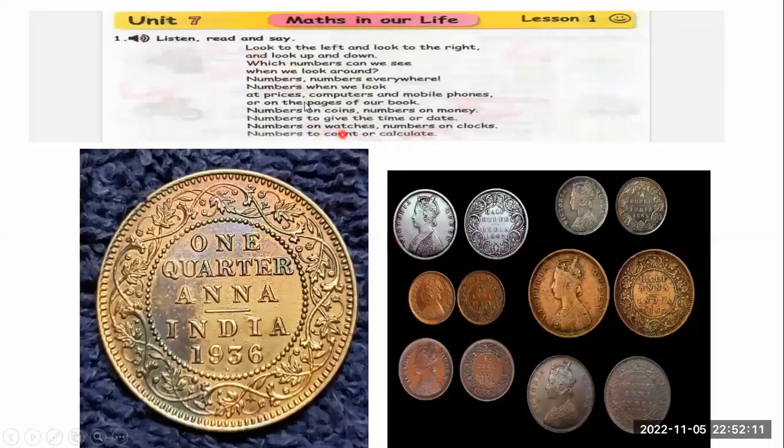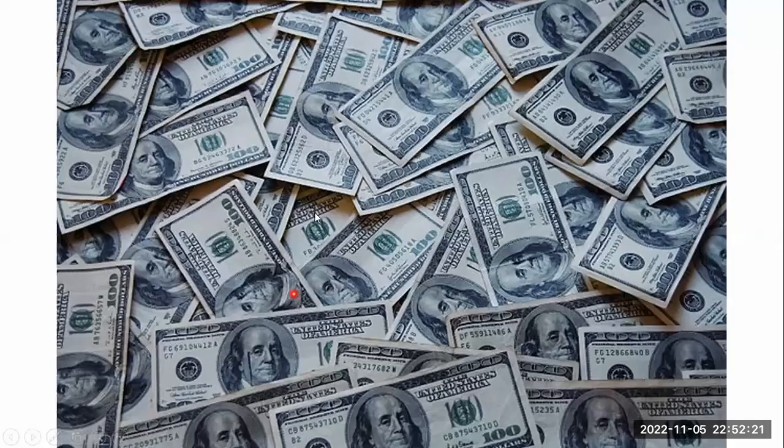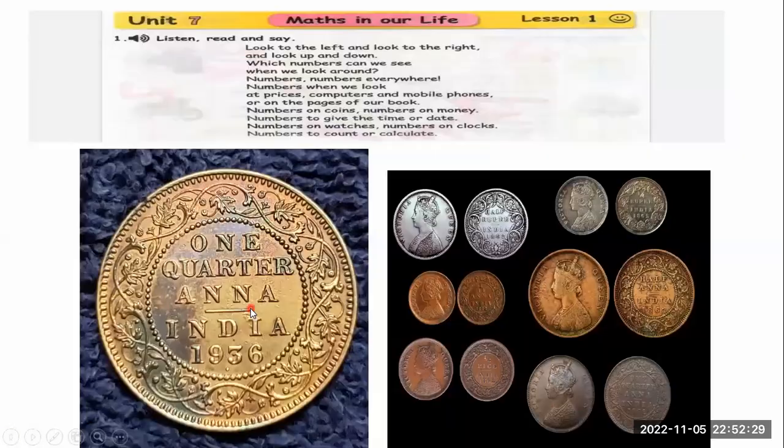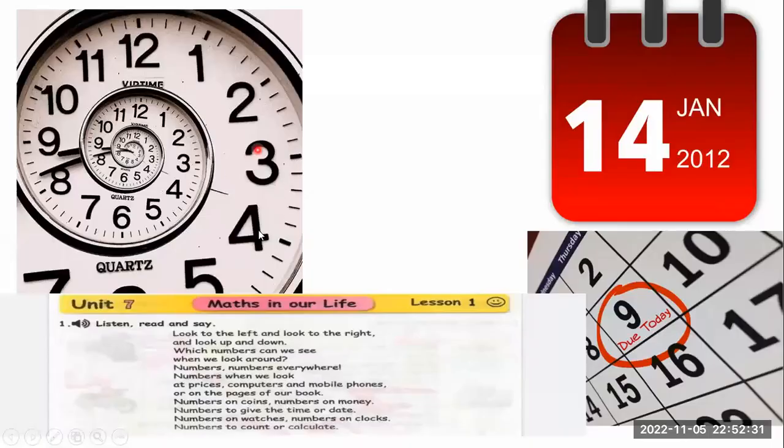Okay, numbers on coins, numbers on money. What is the meaning of coins? This is coins. Coins mean this, and numbers on money, and this is the money. Numbers on watches, let us know what is the meaning of watches. Sorry, numbers to give the time or date.